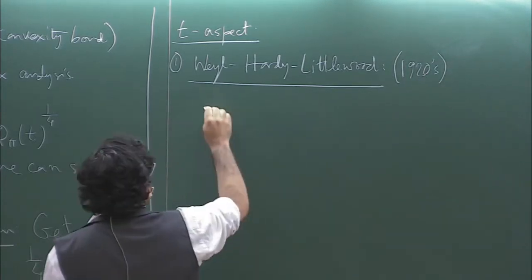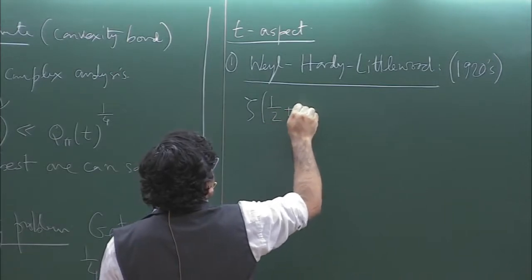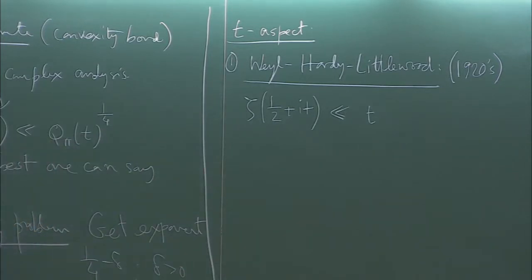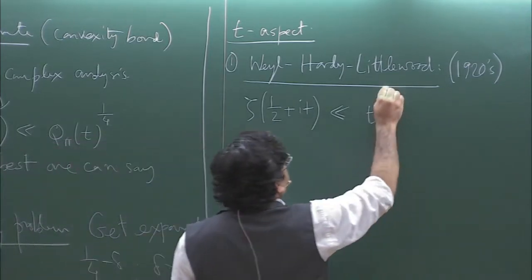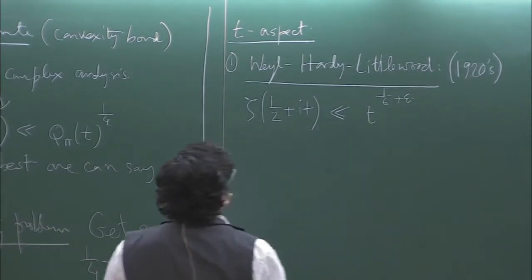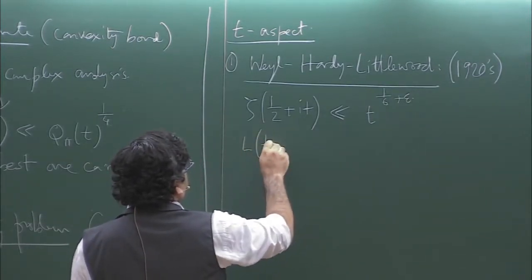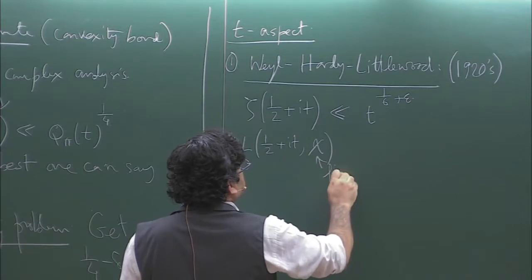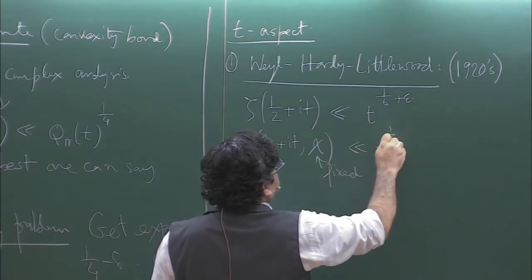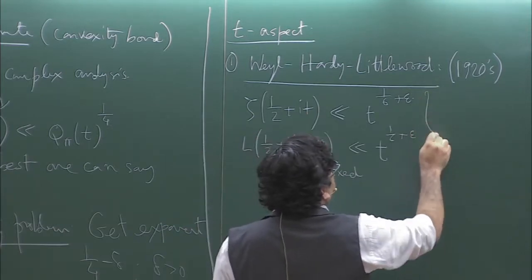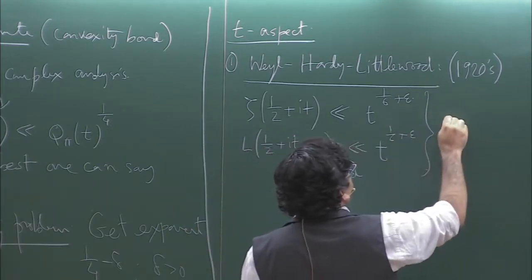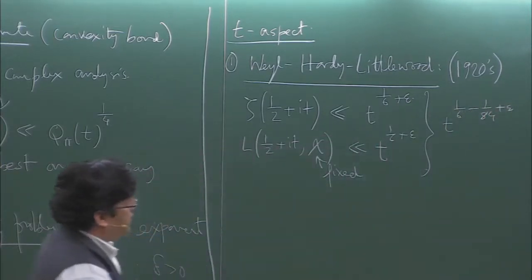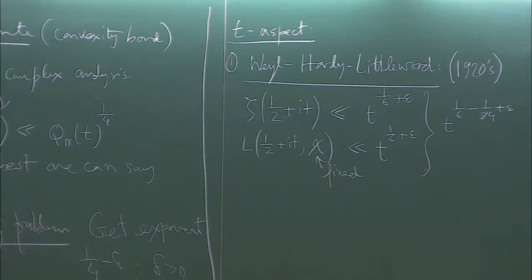And the bound they obtained was for the Riemann zeta function. Zeta of 1/2 plus it is bounded by, so the trivial bound, because it's of degree 1, would be t to the power 1/4, but they showed that it's t to the power 1/6 plus epsilon. And the same bound can be proved for Dirichlet L-functions also. So if your character chi is fixed, then this is bounded by t to the power 1/6 plus epsilon. In the last 100 years, we have improved this to t to the power 1/6 minus 1/84 plus epsilon. That's the current state of technology.